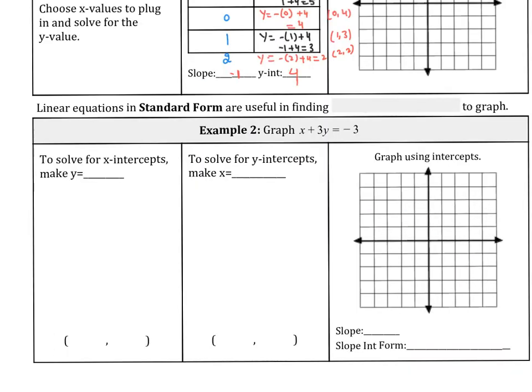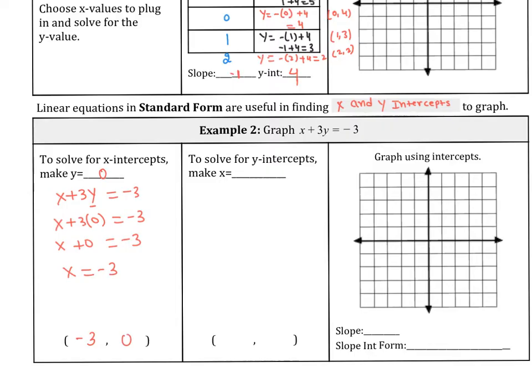Let's do example number 2, to graph x plus 3y equals negative 3. Linear equations in standard form are useful in finding the x and y-intercepts to graph. To solve for the x-intercept, you make y equal 0, and you're going to use this equation where you put y equals 0. So 3 times 0, x plus 0 equals negative 3, so x is negative 3. So x is negative 3 and y is 0.